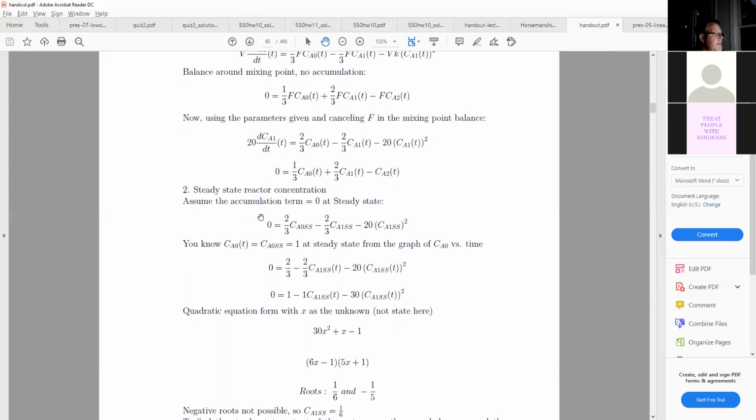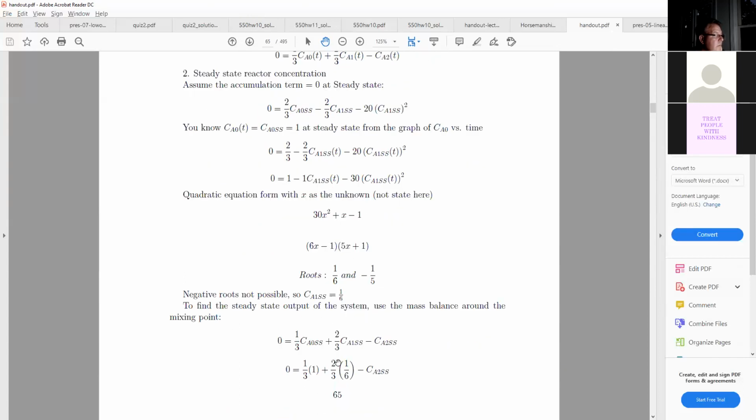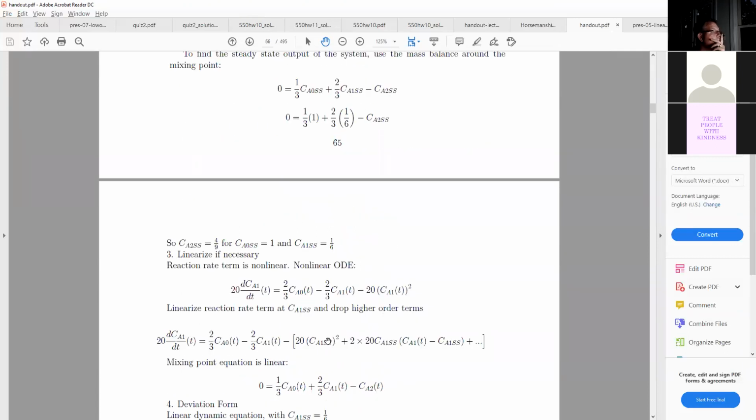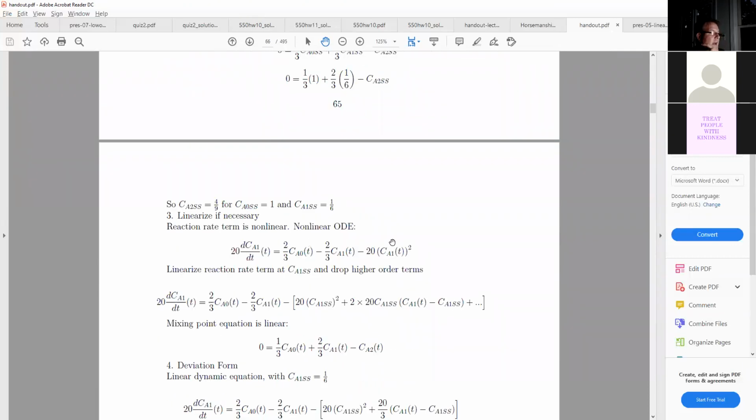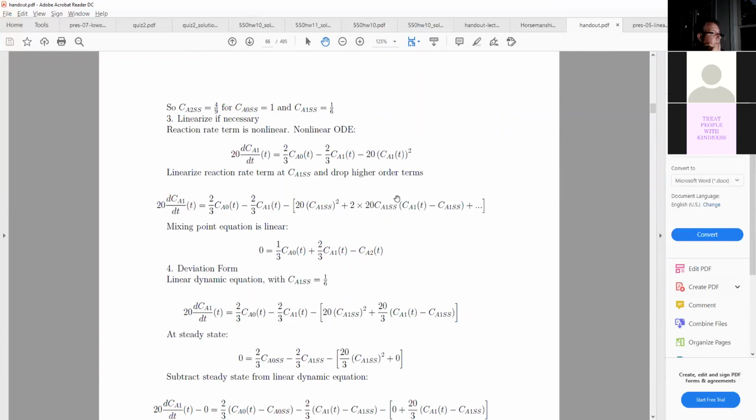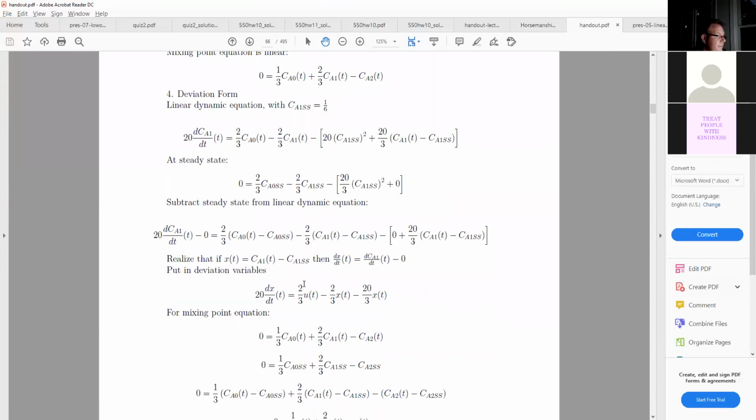This is something we haven't talked too much about in class. To actually find the steady state concentration, you take the balance and set the concentration rate of change to 0 and solve this equation. So this is the nonlinear balance. This is a linear form when you put the linear term in there, linear equation.